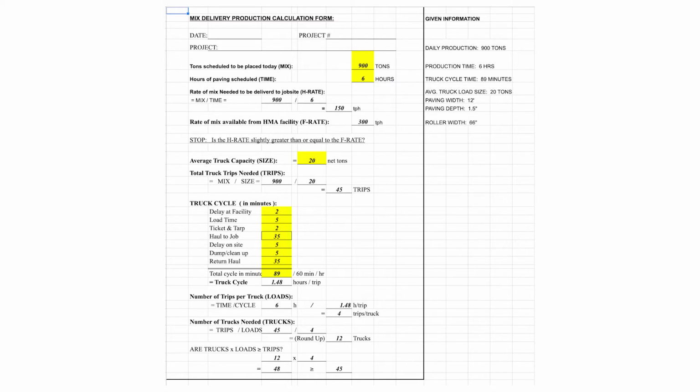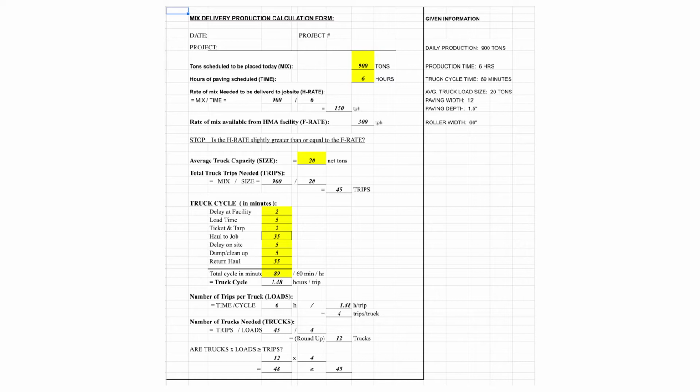Average truckload's 20, so 900 tons divided by 20, you need 45 loads or 45 trips. Your total cycle time, the 89 minutes, convert that into hours, 1.48 hours per trip. The number of trips that one truck will make within that 6 hours, your 6 hours divided by 1.48, each truck can make 4 rounds.